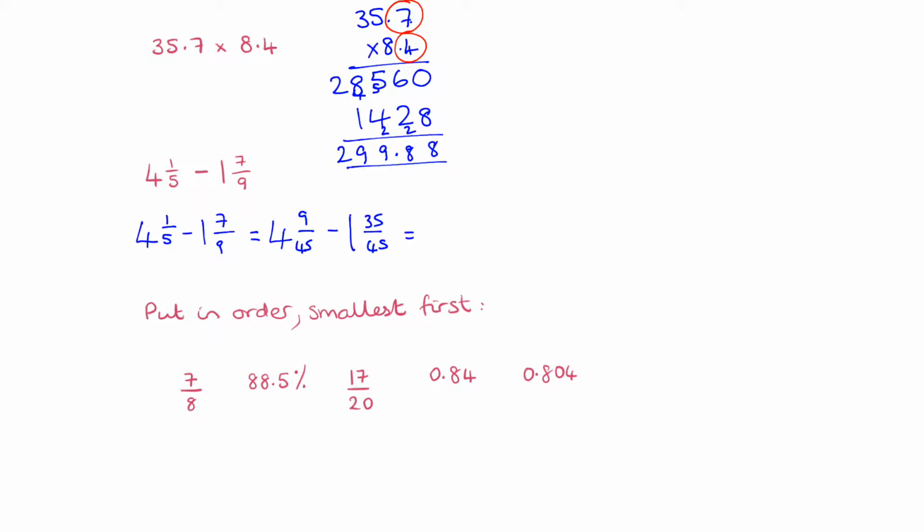So we've got 4 take away 1 is 3. And then 9 take away 35 is negative 26. So 3 take away 26 over 45 gives us 2 and 19 45ths. And that fraction won't simplify.